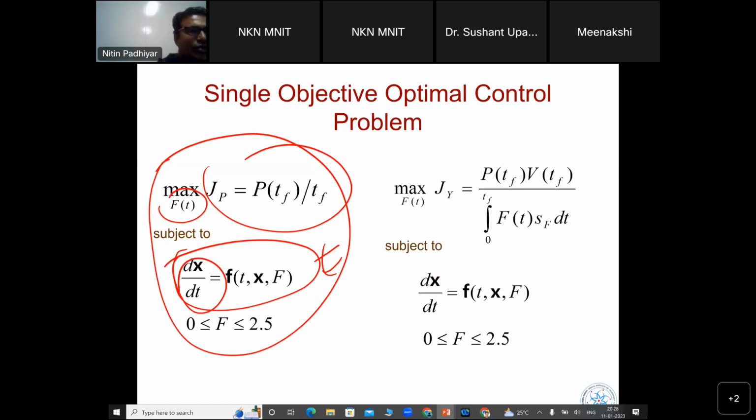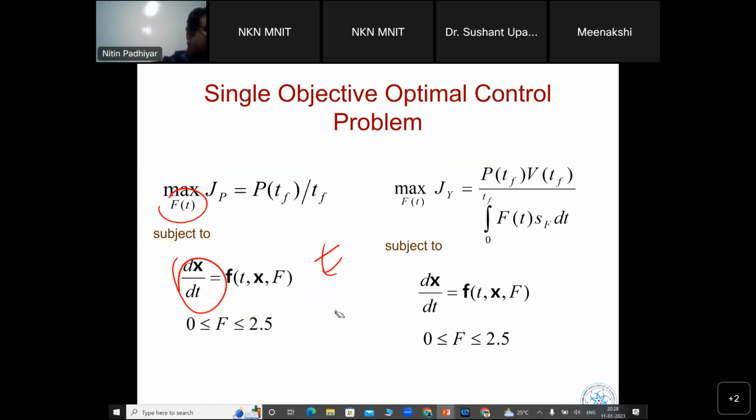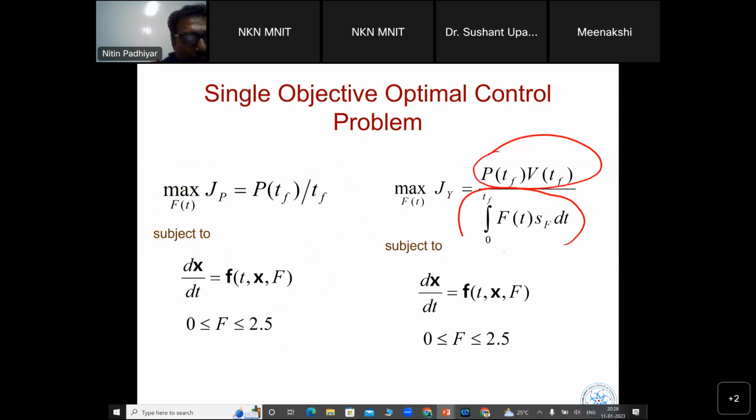We realize that this is not the only criterion which is important for designing the reactor. Maximizing product is one thing, but minimizing the amount of the substrate, the reactant, is also important. Why? Because many times the reactant, the substrate, is very, very costly. So that is when this concept of yield comes into picture, that I want to maximize the production, but minimize the amount of the feed that I give. So this is another criterion, and the same constraints.